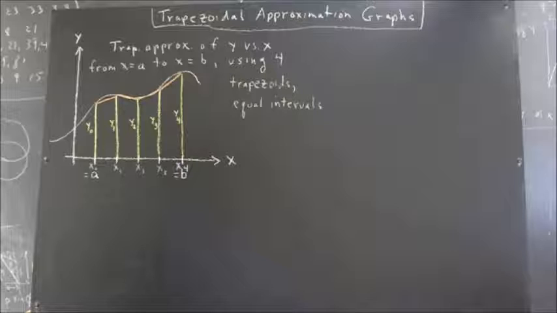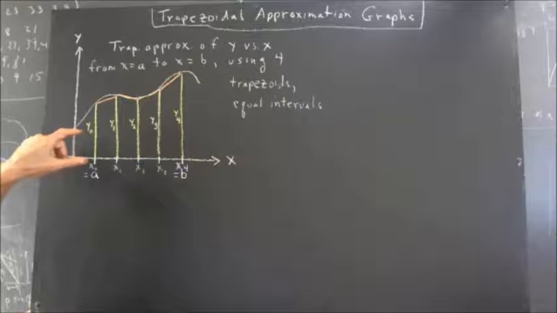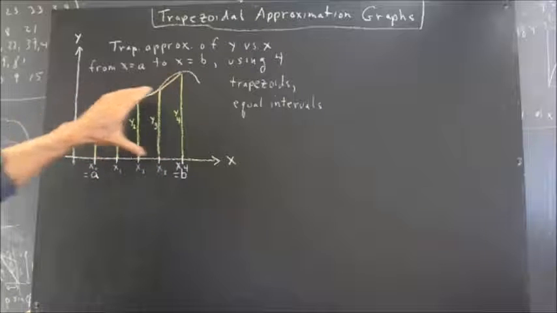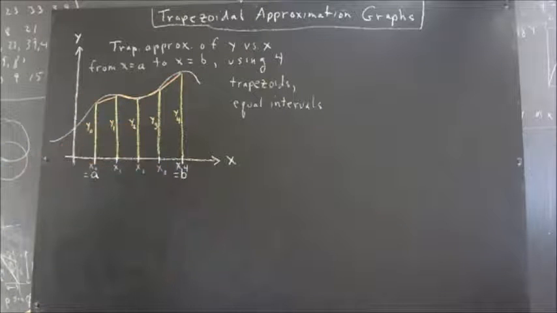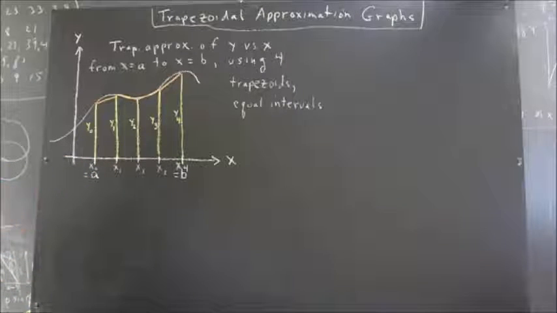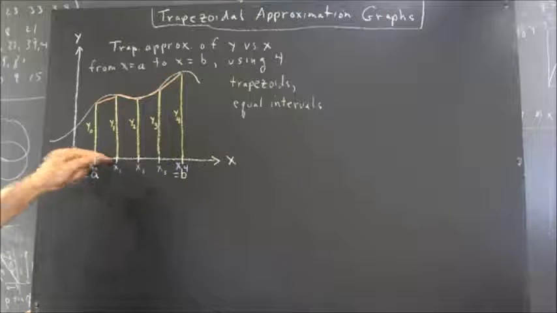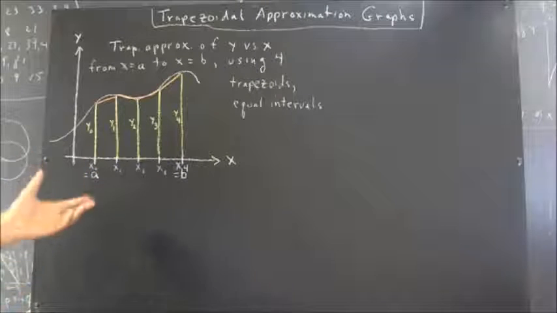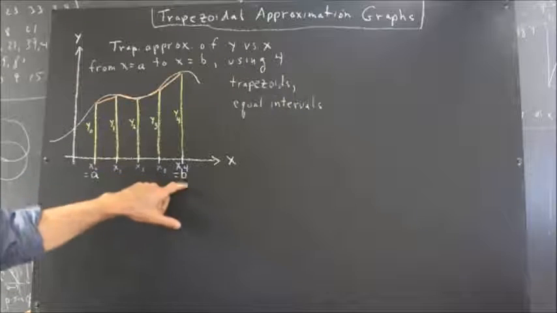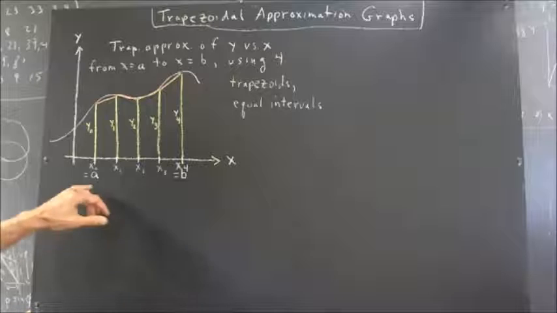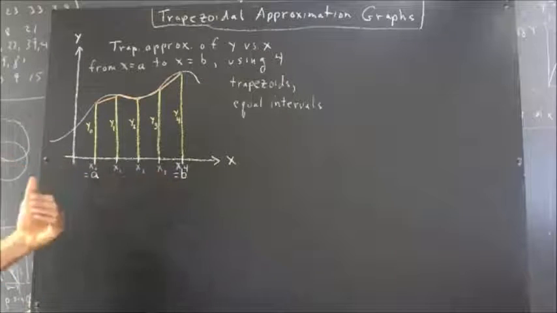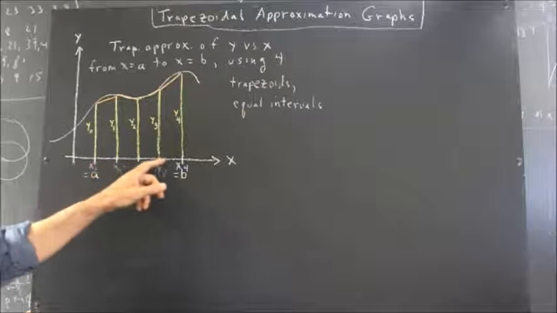Now, having these lengths, the lengths of these altitudes of our various trapezoids, and our x coordinates, we can easily calculate, first of all, the width of each interval. In this case, the width of each interval is going to be just the distance from a to b divided by 4. Distance from a to b is just b minus a. So we have b minus a divided by 4 as the width of each trapezoid.